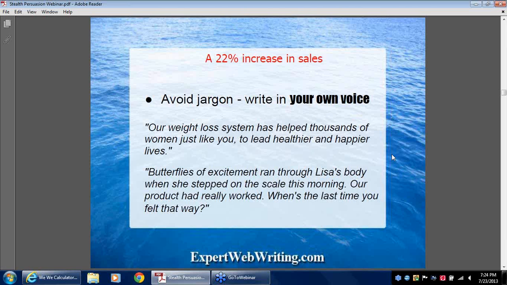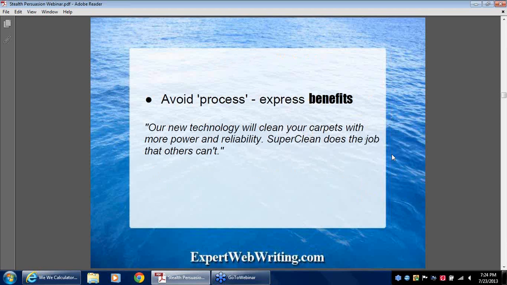Another thing we often do, and not because we're bad writers, it's just we're thinking about it a little differently, is we like the process. We like to explain exactly how everything works, but we're forgetting about the benefits that really matter. This client, a carpet cleaner here in town actually, sent me this little piece of copy that said, "Our new technology will clean your carpets with more power and reliability. Super Clean does the job that others can't." Very typical brochure-like pitch, something you'd see on TV or in an ad in the paper.